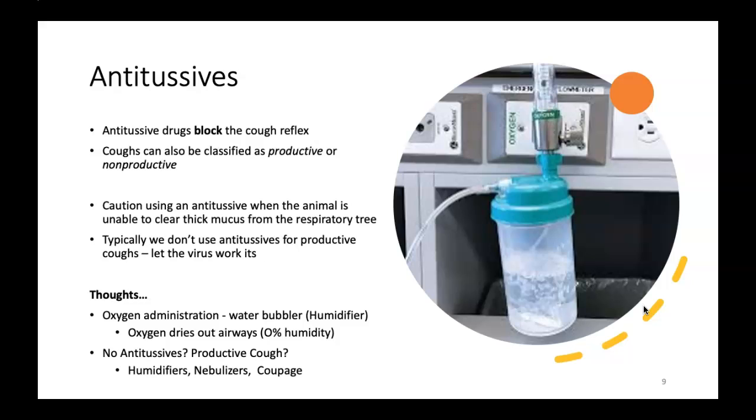In general, we always take caution using an antitussive when the animal is unable to clear thick mucus from the respiratory tree. And typically, we don't use antitussives for productive cough. We want to let the virus work its way out. So this is where it starts to get a little bit complicated. An animal has a cough, the owner wants it to stop. Of course, the number one thing we should be doing is looking at why that animal has the cough. And I would hope that the vet does this, certainly before prescribing a medication.